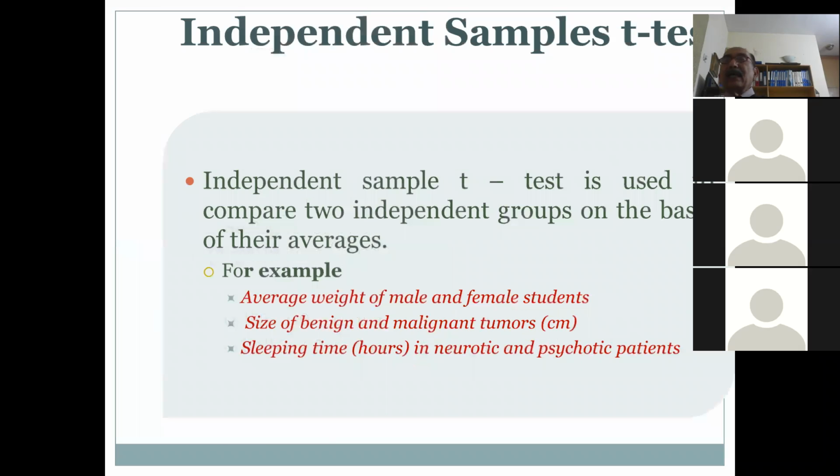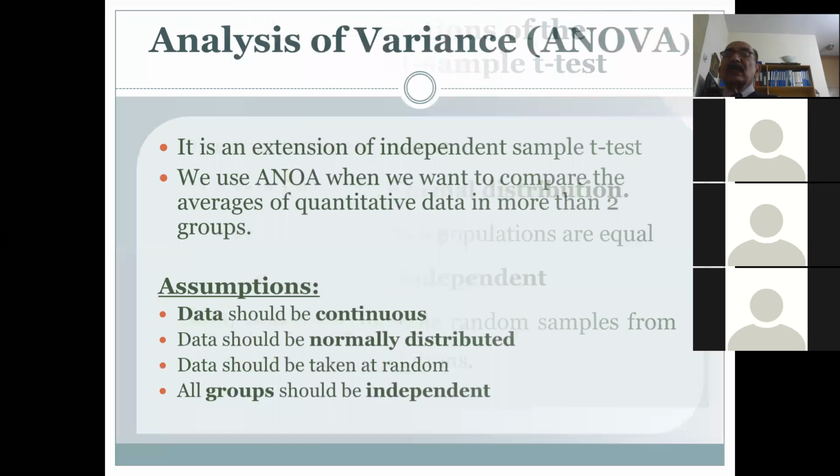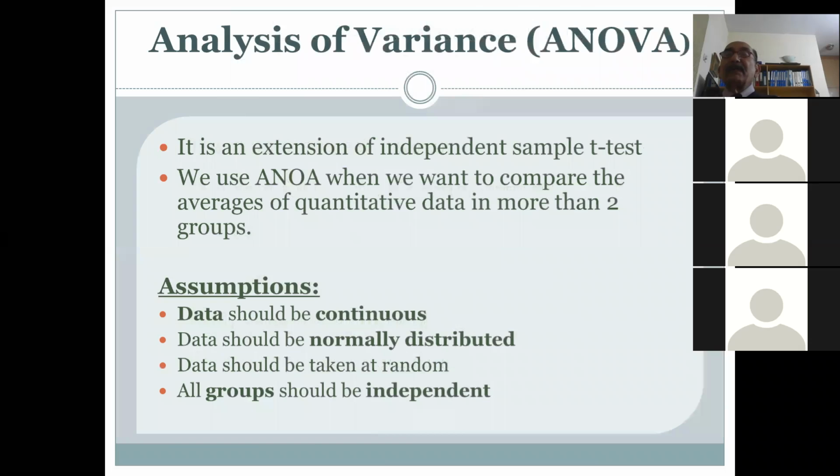The independent sample t-test we apply when we want to compare the means of two independent groups. For example, you want to compare the average weight of male and female students, the size of benign and malignant tumors, or sleeping time in neurotic and psychotic patients. You will apply the independent sample t-test. Assumptions are again the same: data must be continuous, normally distributed, and groups must be independent. Analysis of variance we apply when you want to compare the means of more than two groups, three or four or more. The data should be continuous, normally distributed, and groups must be independent.